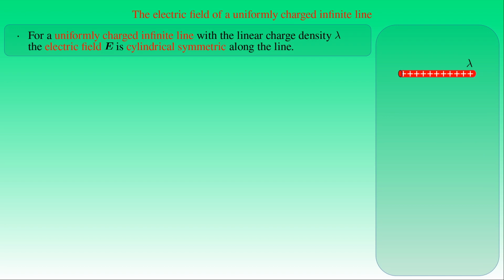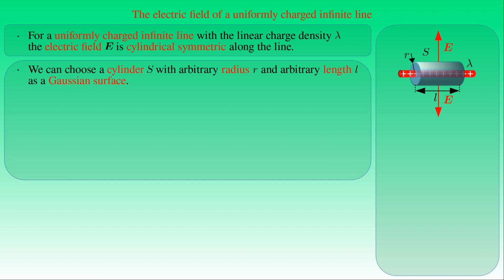After having studied spherically symmetric electric fields, let us see how we can apply Gauss's law to determine the electric field for a uniformly charged infinite line, where the linear charge density lambda is constant along the line. We have already seen that the electric field for such a distribution of charge is cylindrically symmetric along the line. If the charge density lambda is positive, then the electric field E points radially outward from the line of charge. Therefore, we can choose a cylinder S with arbitrary radius r and the height or length L as a Gaussian surface such that its axis is along the charged line.